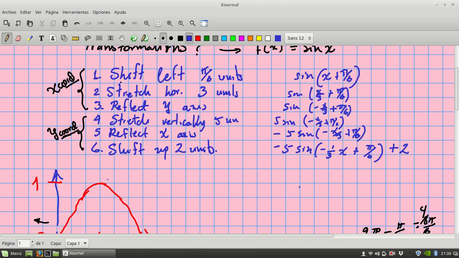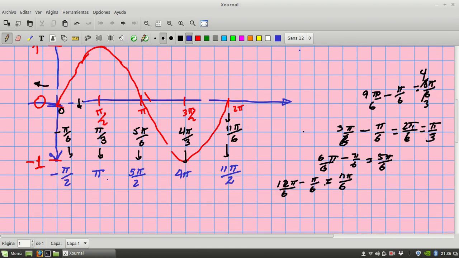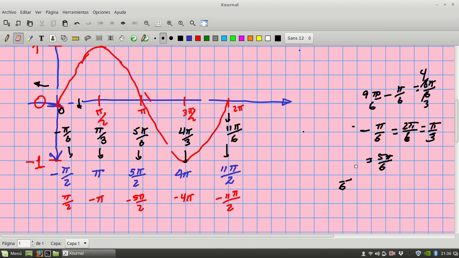And the last is reflect about the y-axis, and the reflection about the y-axis is just a change that we make on the scale. The positive of x becomes negative, so this point will be pi/2, that will be negative pi, that will be negative 5 pi/2, that will be negative 4 pi, that will be negative 11 pi/2. Okay, so that's what happened with the transformations for x. Now, transformations with y. What happened to the transformations with y?